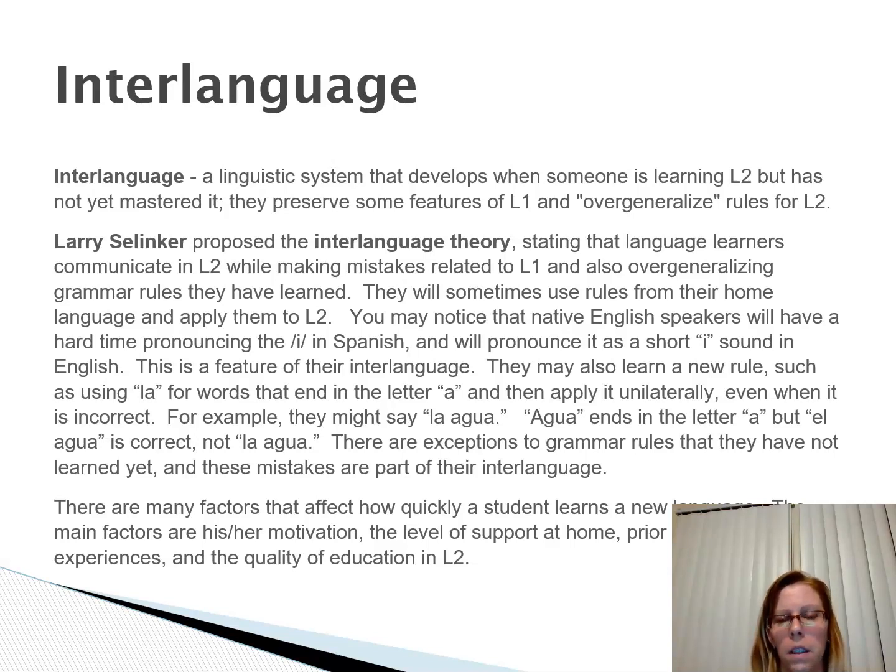Overgeneralizing, they might learn how to conjugate verbs, but there's always irregular verbs, right? So if they're conjugating it according to the rules, they're overgeneralizing. So an example would be instead they might say he escribido instead of he escrito, okay? Or they might say conducí instead of conduje, right? So they're overgeneralizing. Another example of overgeneralizing is if they learn that if a word ends in a, we usually say la before it for the article, but it's el agua, not la agua. So that would also be overgeneralizing.